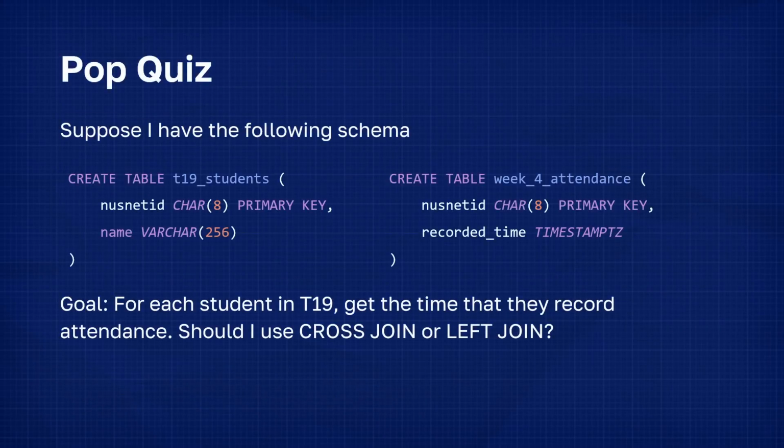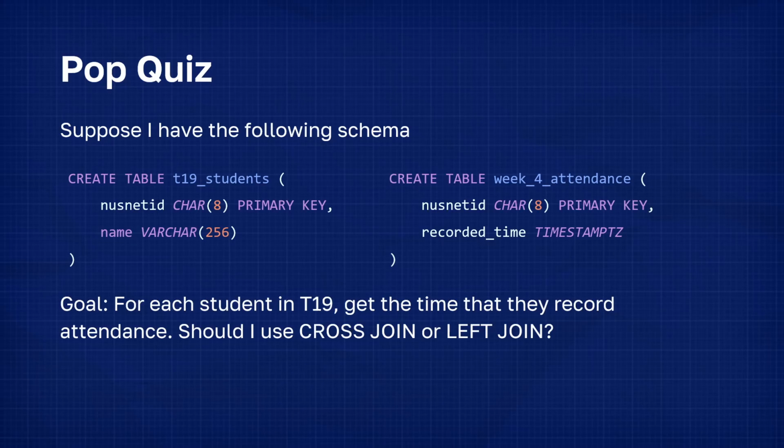Question. Suppose in this exact class, on this exact use case, I have two tables. One is a roster of every student in this class. Second is the list of attendance that was scanned by the QR code just now. The roster consists of your NUSNet ID and your name. Then the attendance will consist of the NUSNet ID as well as what time you recorded. My goal is for every student in this tutorial, I want to get the time that you recorded attendance. The question is whether I should use cross join or left join on the NUSNet ID.